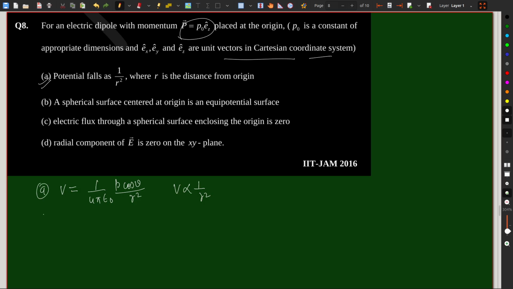Let's check for B. A spherical surface centered at origin is an equipotential surface. So this electric dipole is placed at origin, and there is a spherical surface centered at origin, and it is asked whether it will be equipotential or not.